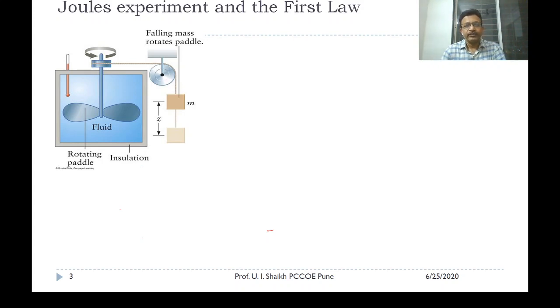We are going to analyze Joule's experiment in two parts. The first part is Joule's experiment with insulation, and the second part is without insulation. To start with the analysis of the first part of Joule's experiment, first we have to define this term adiabatic.